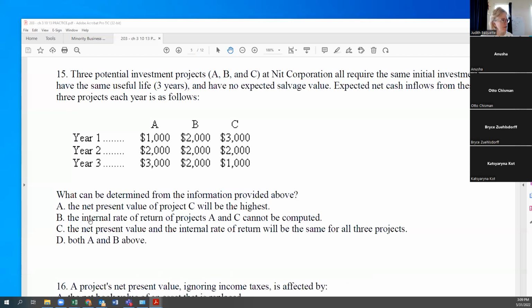Okay. The internal rate of return of projects A and C cannot be computed. That's not true. The net present value and the internal rate of return will be the same for all three projects. No, because you have different cash flows each year. And then both A and B, no. Right. What else? Yes, I agree, Rand.